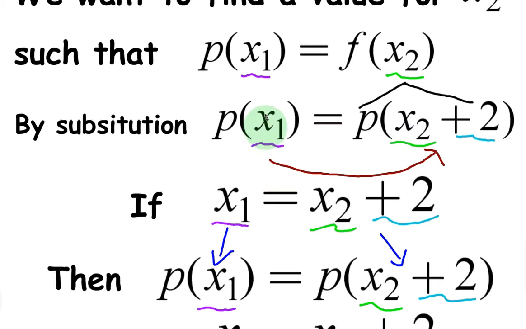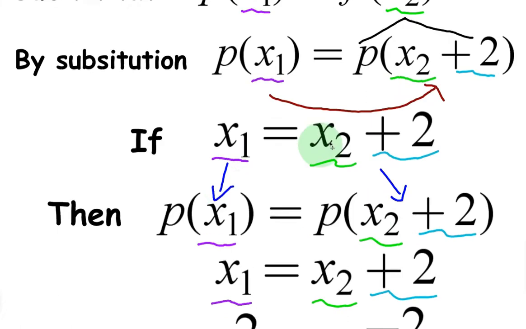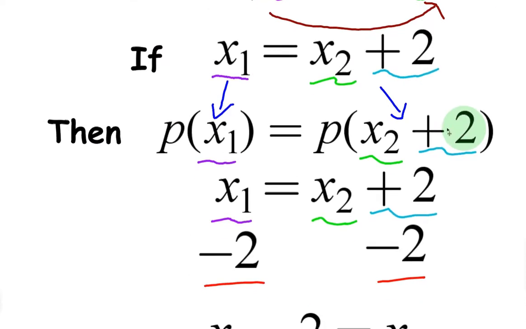Okay, so next we're going to treat this like an algebra problem. I want these to be the same. I want p of x1 to be equal to p of x2 plus 2 so I can get the same y value back. So I'm going to set x1 equal to x2 plus 2. So if x1 is equal to x2 plus 2, that will ensure that p of x1 is equal to p of x2 plus 2. Now I'm going to subtract 2 from both sides. Again, you can see why, when c is equal to positive 2, I have a shift to the left of 2 units, because I have to subtract 2 from both sides.